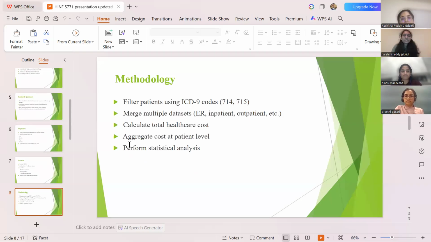Next is the methodology. So what we have done is that first we filtered the arthritis patients using the ICD-9 codes. Later on, we merged multiple datasets such as the emergency, inpatient, and outpatient datasets. Later on, we calculated the total healthcare cost and aggregated it at the patient level. And finally, we performed statistical analysis to identify the patterns.